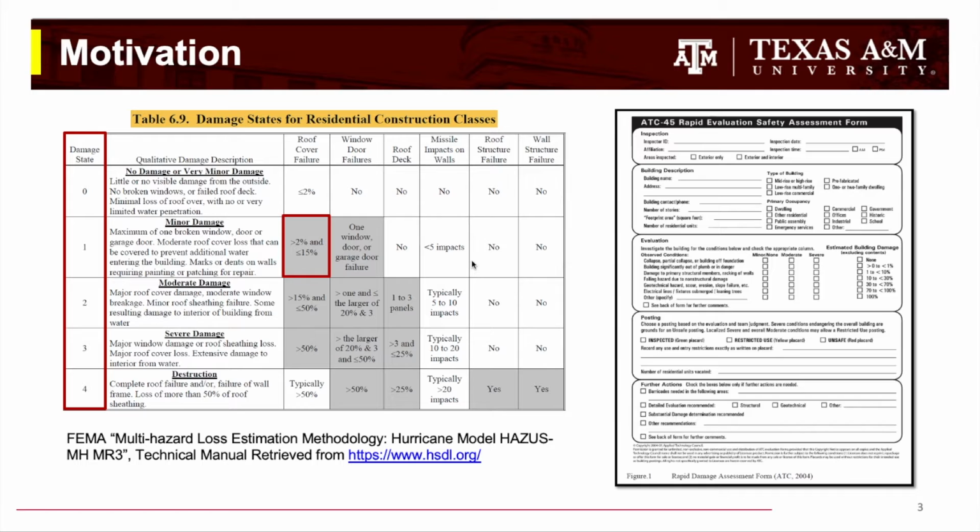There are 5 damage states defined by FEMA, ranging from 0 to 4. The damage level increases with the damage state. The description provides a simple explanation and quantified value to determine the damage state. For example, if we see the second row, which is damage level 1, the roof cover value is between 2% to 15%.